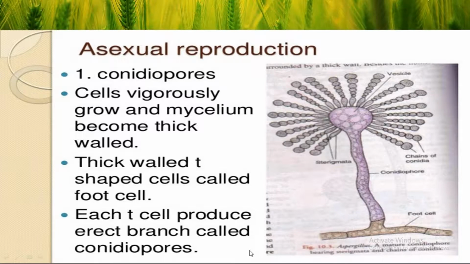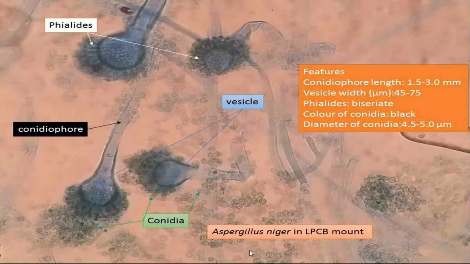So here you can see this is the wet mount. So these are the conidia, round structures. This is Aspergillus niger. So you can see very clearly, this is the vesicle, and these are the phialides from which the conidia are arising. Okay. So the conidiophore length is around 1.5 millimeters and it is about 45 to 75 microns wide. The phialides are biseriate phialides. It is a typical structure. Can you remember it or not?